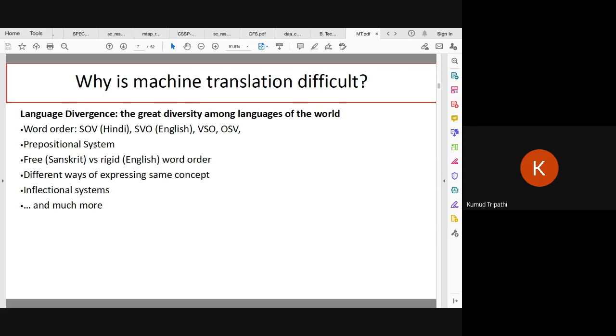So this is the difference. Different languages use different systems: some languages use a prepositional system, some use a postposition system. So you need to identify that also.